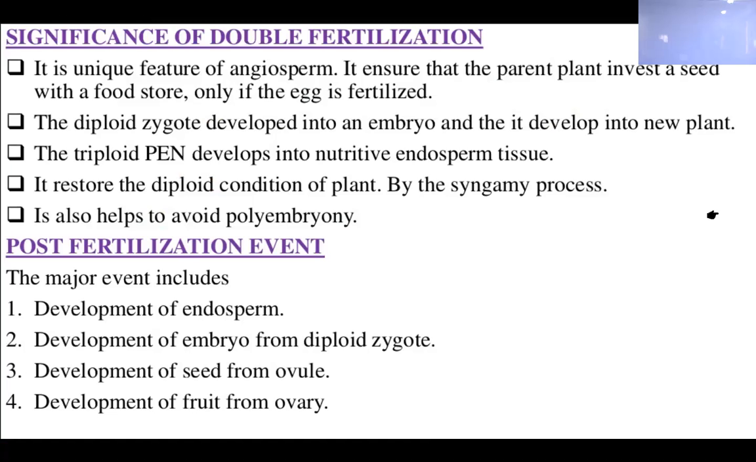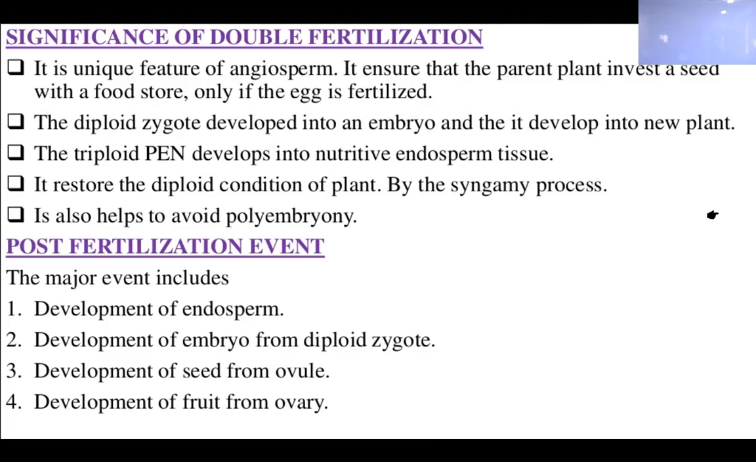The triploid PEN. What is the full form of PEN? Sejal, you must have written just now. What is the full form of PEN? Primary endosperm nucleus. Yes, very good. Primary endosperm nucleus develops into nutritive endosperm tissue. I have already discussed this.